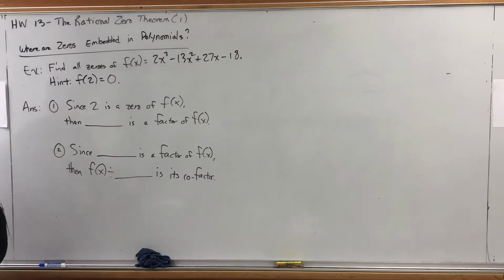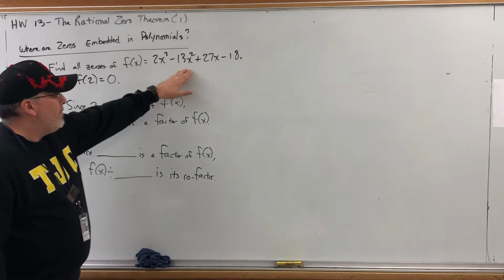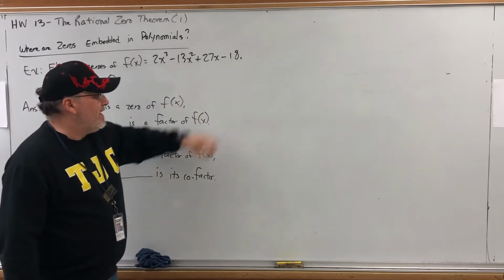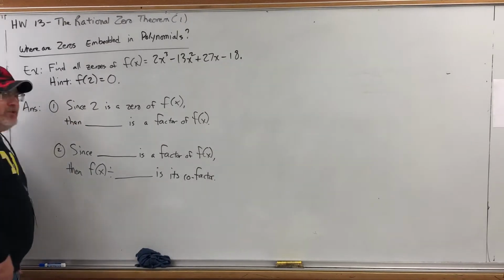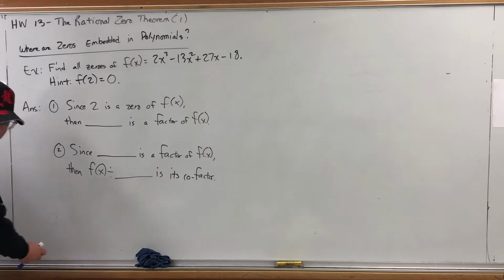Let's find all the zeros of the function f of x equals 2x to the third power minus 13x to the second power plus 27x minus 18. And I'll give you a hint. F of 2 equals 0. Now, why is that such a useful hint?